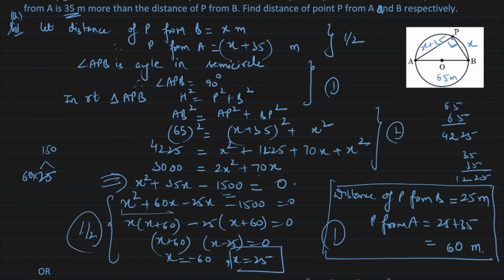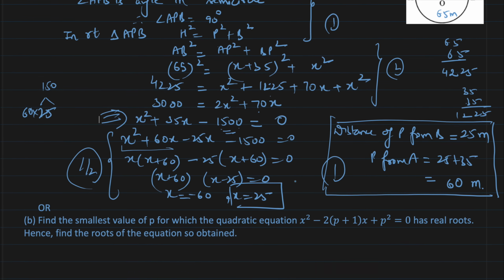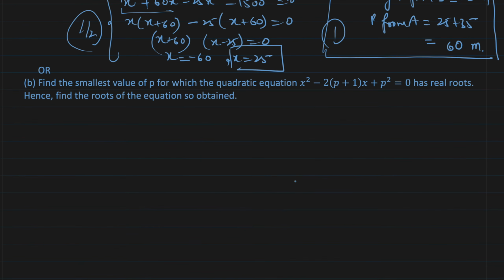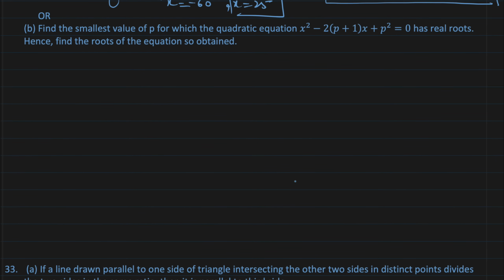Main 3.5 is for getting the equation. So that's the most important part. Okay, I hope it's clear. Now let's move to the P part of this. This comes as an OR option.